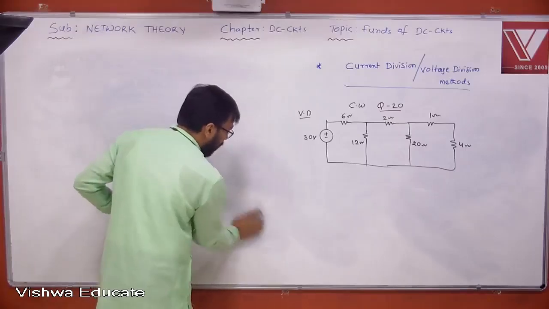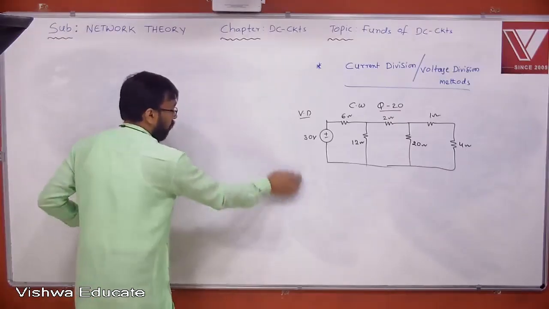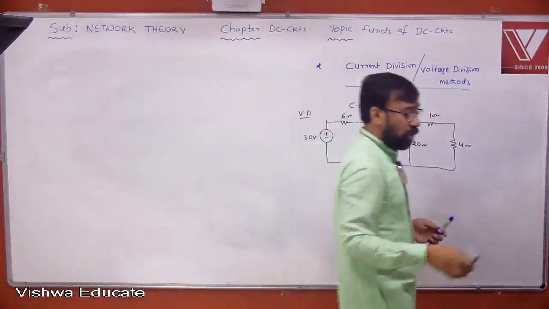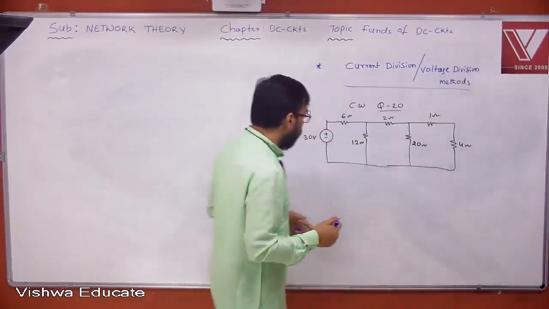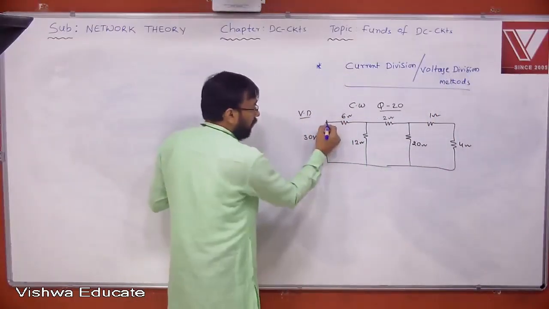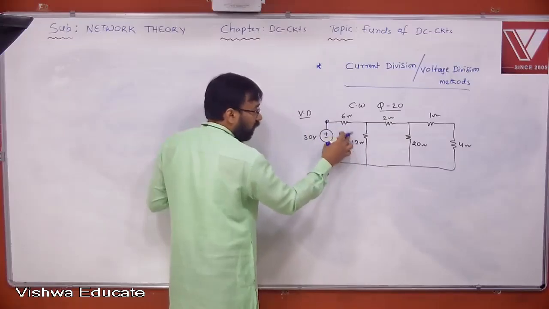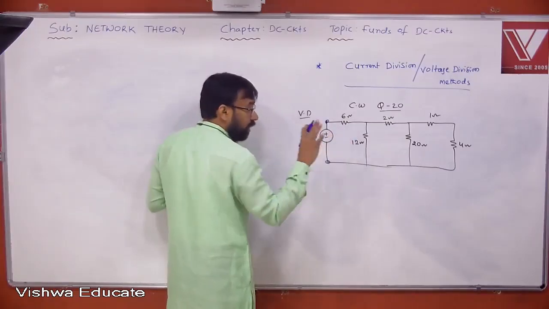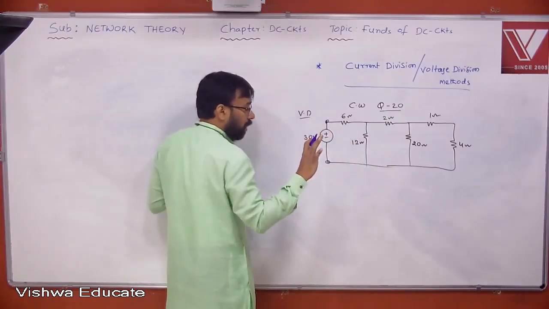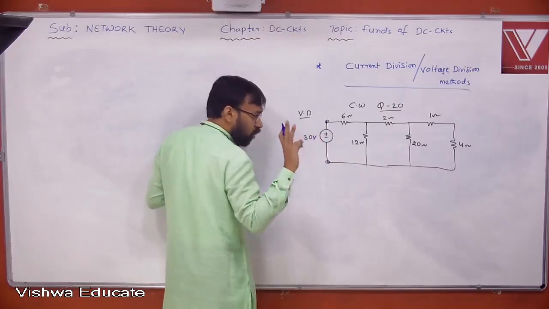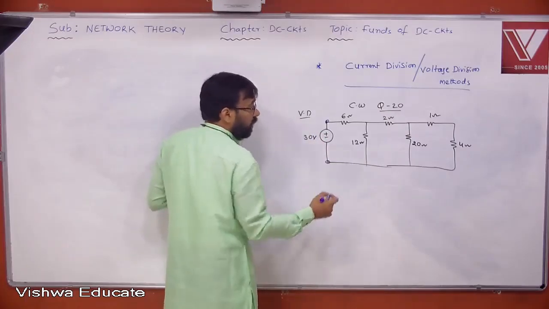Only when the elements are connected in series. Yes or no? Only when the elements are connected in series, you apply the voltage division rule. Now let us see here. This voltage cannot be divided for these two elements, because how are these 6 and 12 connected? They are neither series nor parallel. Therefore, I want two series elements. I need to create two series elements.